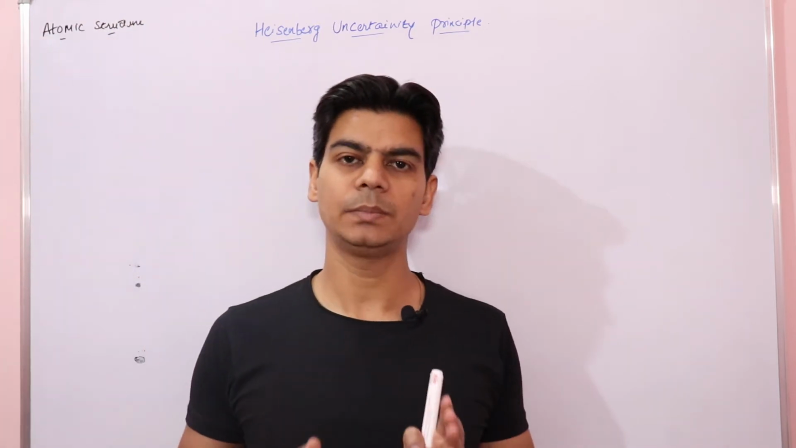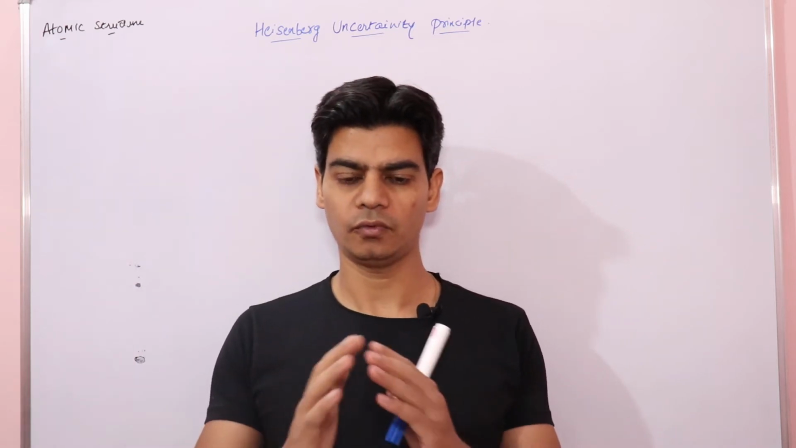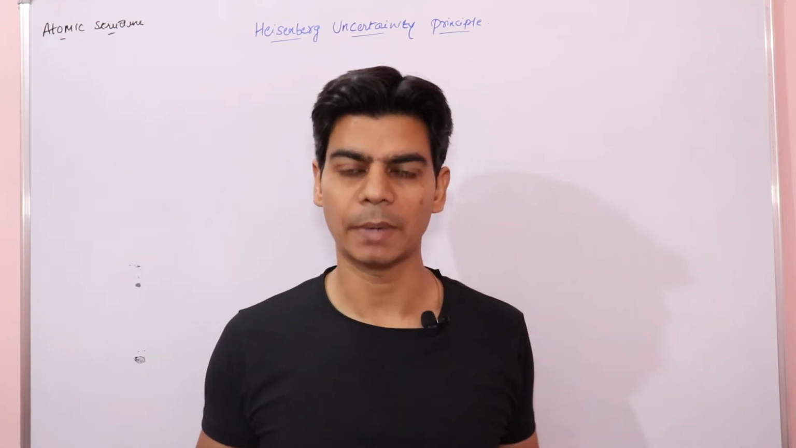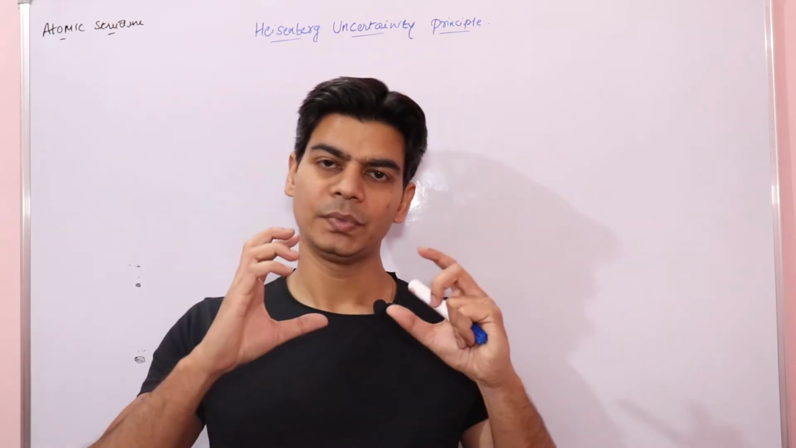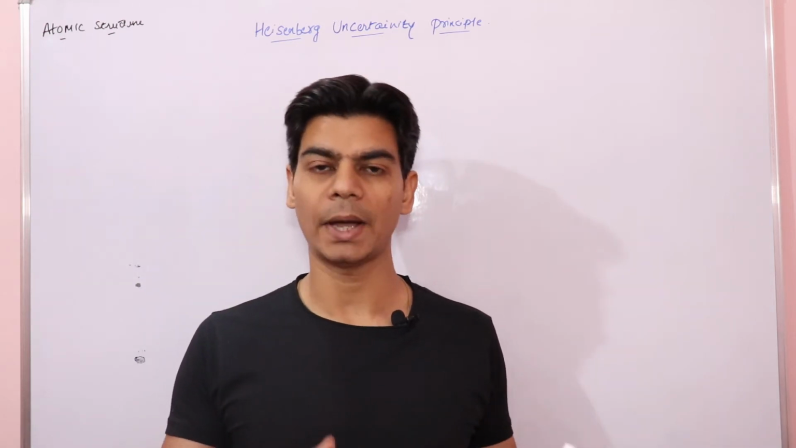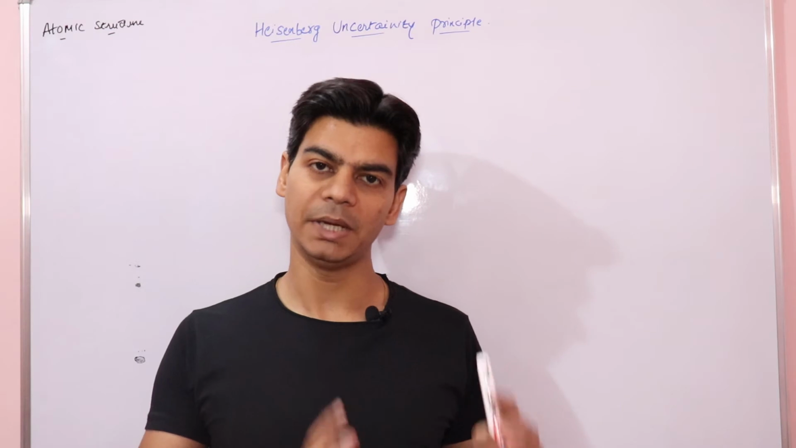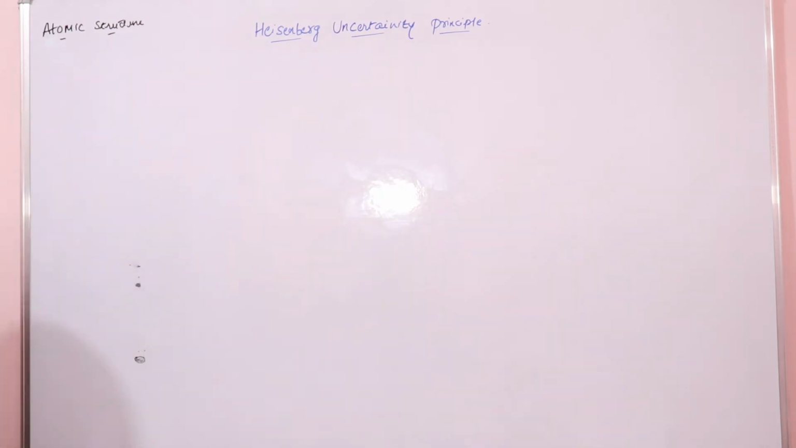As per Heisenberg uncertainty principle, the position and momentum of microscopic particles, extremely small particles, cannot be measured accurately at the same time. We will see the reason why. It states that it is impossible to simultaneously measure both the position and momentum or the velocity of a microscopic particle with high accuracy or certainty.